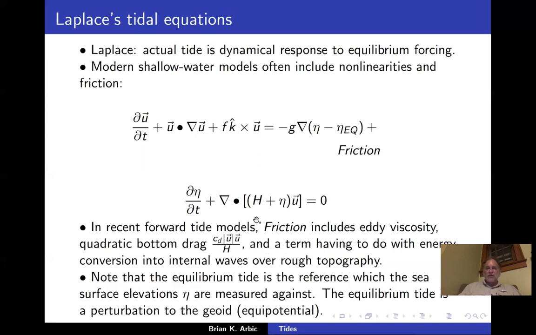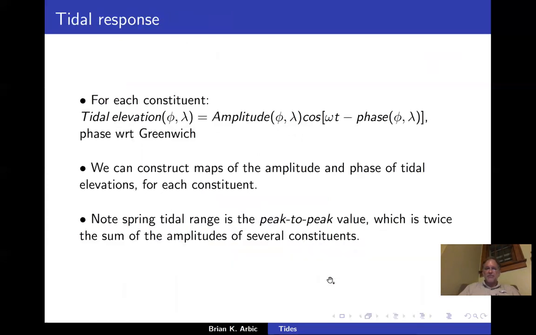It also has a term due to the energy conversion into internal waves over rough topography. So I mentioned earlier that flow over topography creates internal waves. I showed a movie of that at the beginning, and those waves eventually turn over and break, and that causes mixing. Again, note that the equilibrium tide is the reference against which the sea surface elevation zeta is measured. And the equilibrium tide is a perturbation to the geoid or equipotential.